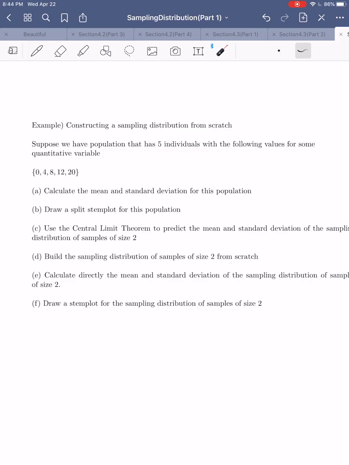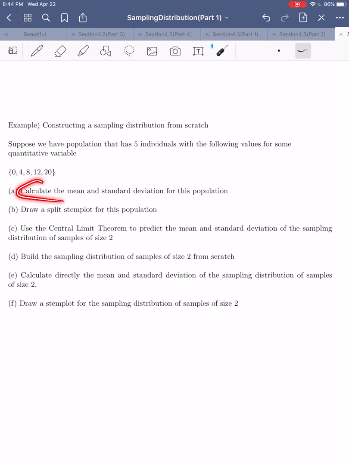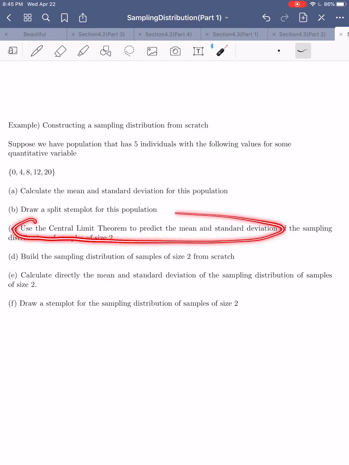What we're going to do with this is first begin by calculating the mean and standard deviation of this population, which will be very easy. We'll just use our calculator to do so. We'll also draw a split stem plot for this population. That's not really going to look very nice because there's only 5 data points, but we'll go ahead and do it anyway.